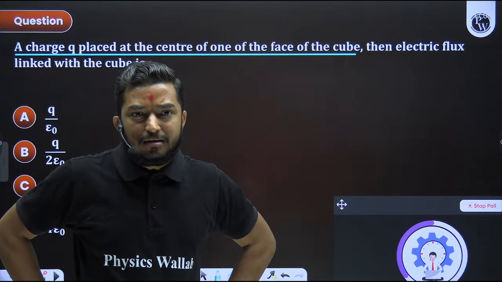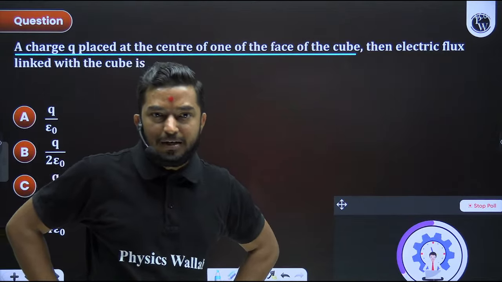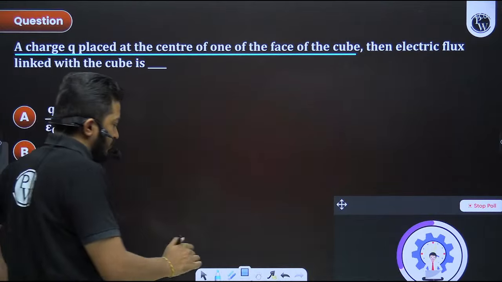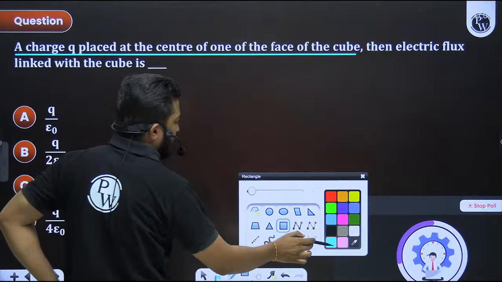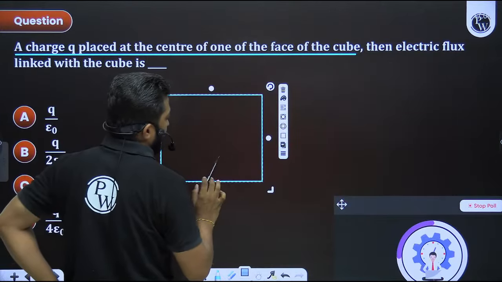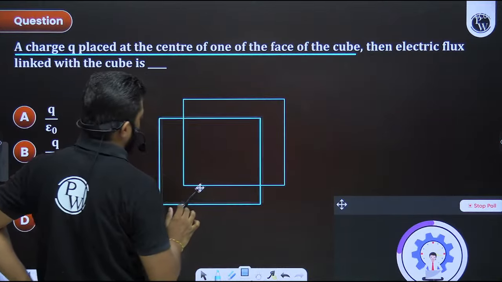So we can say this question is from Gauss law. Yes, definitely, beta, a question from Gauss law. And what do we know about Gauss law? Just try to remember for a moment.